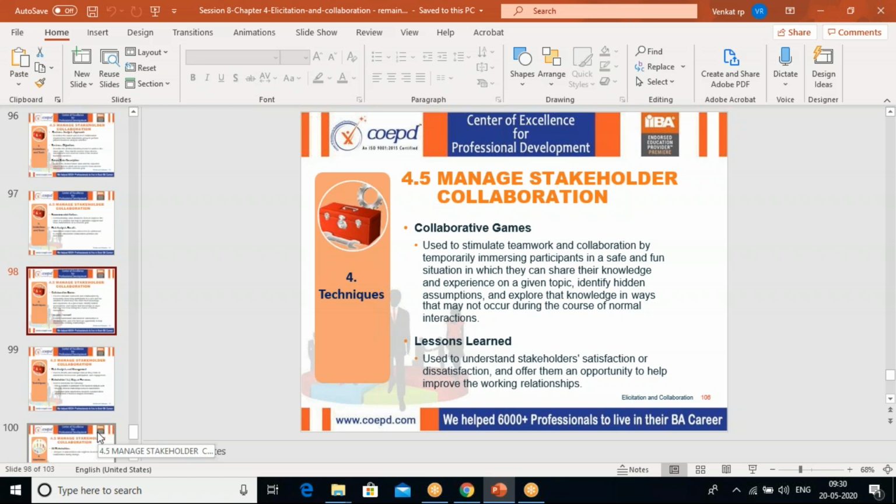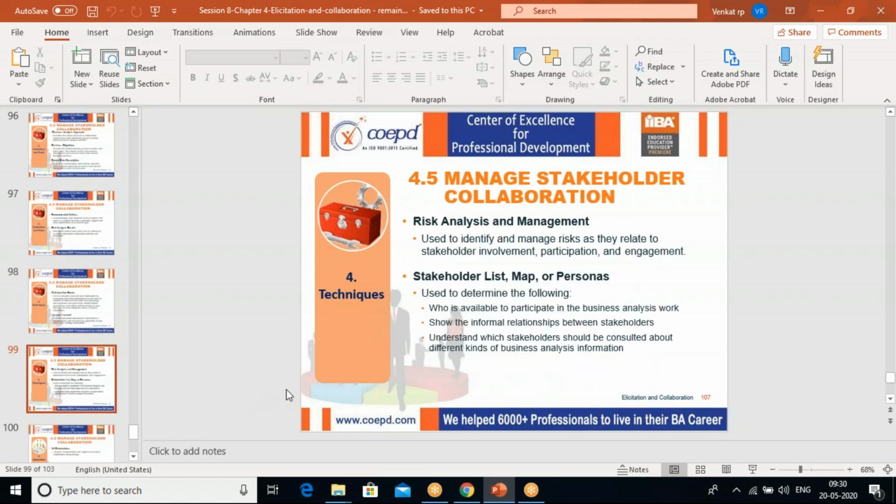And coming to the techniques, what techniques we are going to use here are collaborative games, lessons learned, risk analysis and management, stakeholder list, map, and personas. So the techniques which are used for stakeholder collaboration are collaborative games, lessons learned, risk analysis and management, stakeholder map, and personas, because it involves the persons, the individuals or the stakeholders. That's the very reason we will be using these techniques. You just understand that techniques used are different in each task. Fine, got it, clear on this?